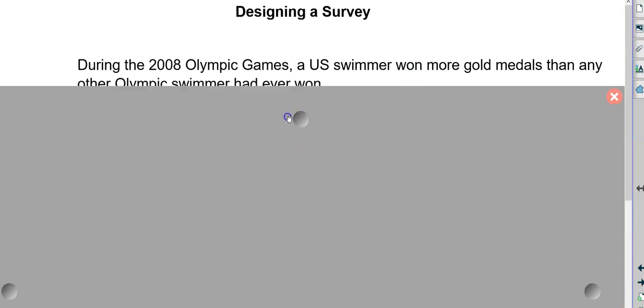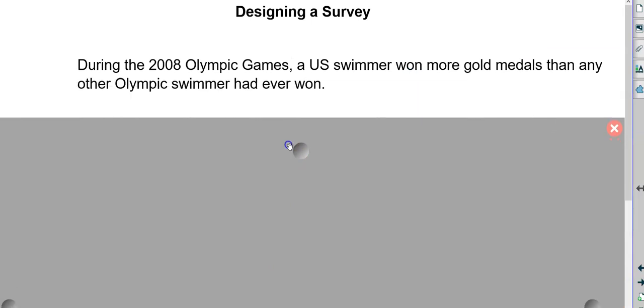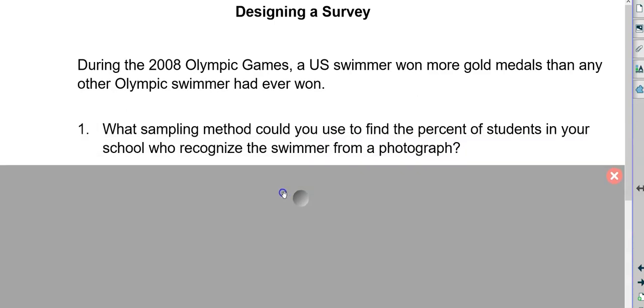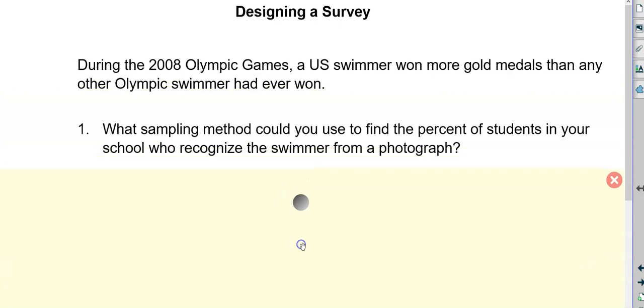Designing a survey. Let's say during the Olympic Games in 2008, there was a U.S. swimmer that won more gold medals than any other swimmer had ever won. You might even know his name. What sampling method could you use to find the percent of students in your school who recognize the swimmer from a photograph? So design that right now. Pick a sampling method that you wrote down, and what would you do?